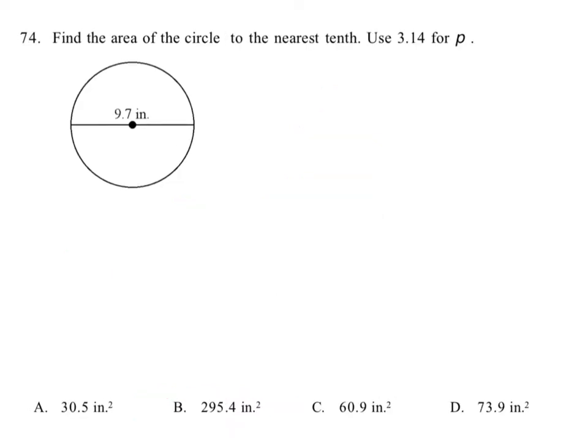All right, I'm not going to use a calculator for this. I'm going to show you the work, but you can use a calculator. But first we need to write down what is the formula for this. So we've got area equals pi times the radius squared. And then we're going to substitute in those numbers. They're telling us to use 3.14 for pi times the radius squared, or 9.7 inches squared.